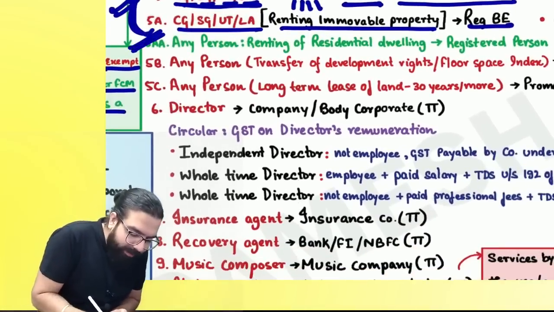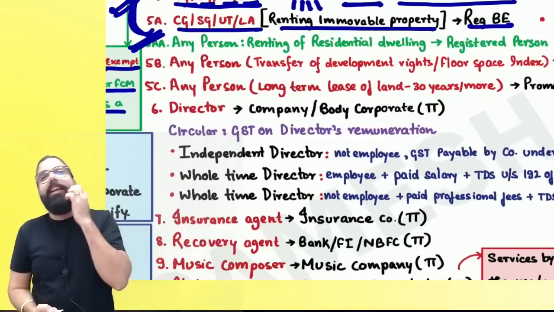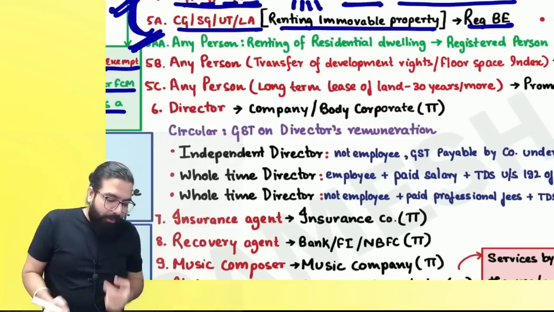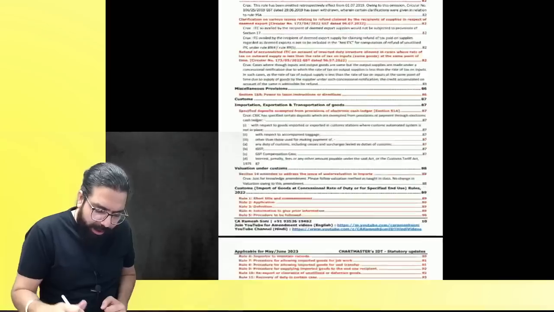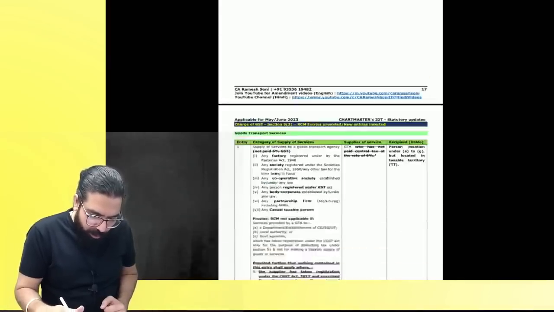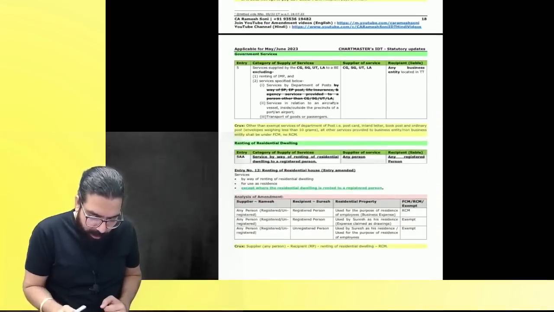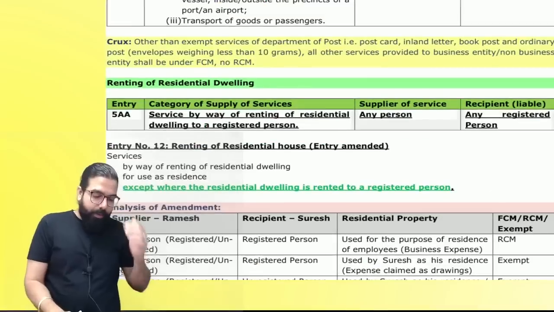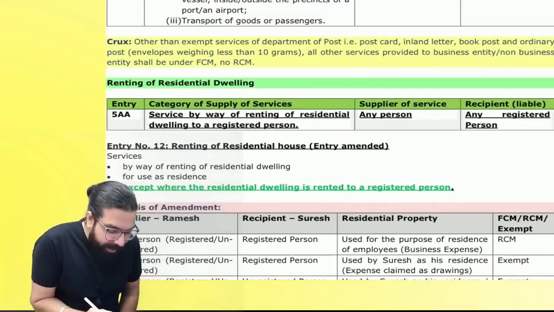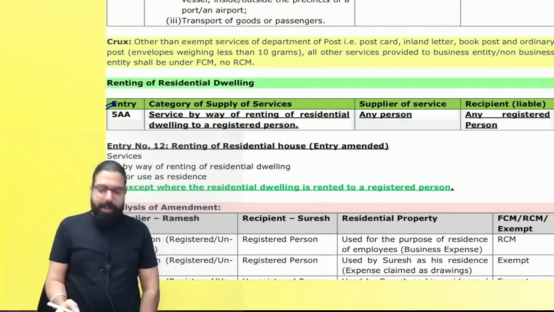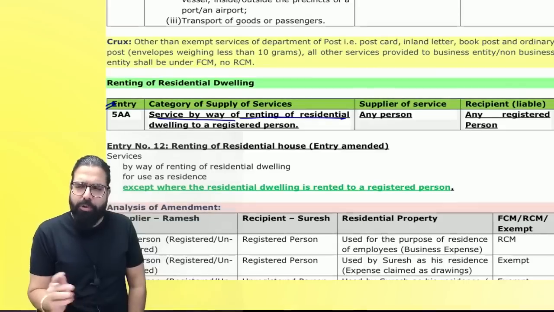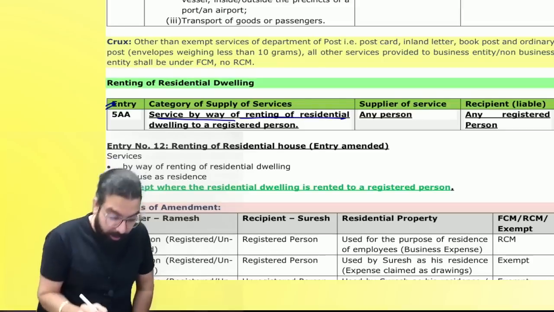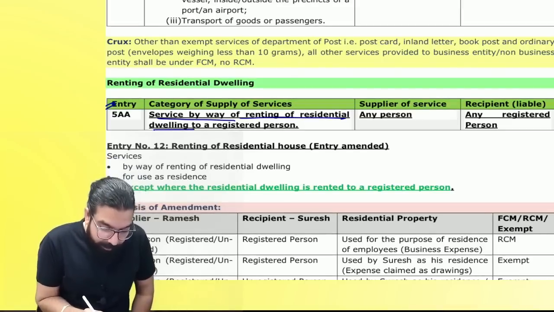Next, sir, section number 5AA is the new entry which has been inserted. To explain section number 5AA, I will show you an example quickly. See, listen. When you read entry number 5AA in the statutory update material, it says services by way of renting of residential dwelling. You don't have to go here and there, that's all.